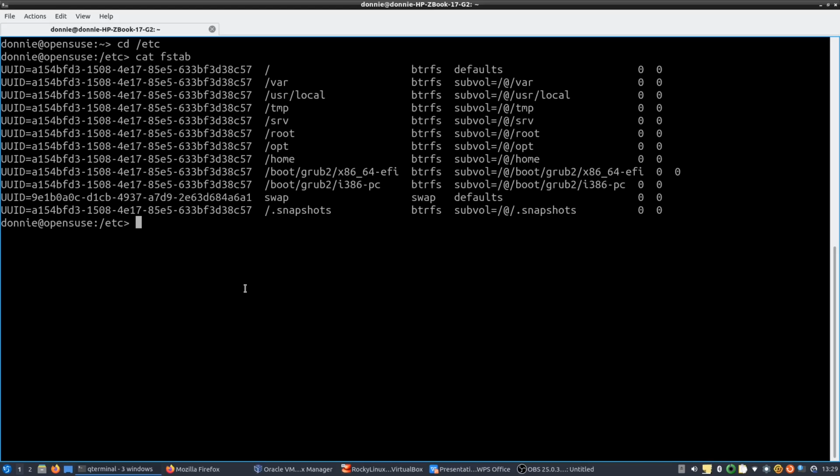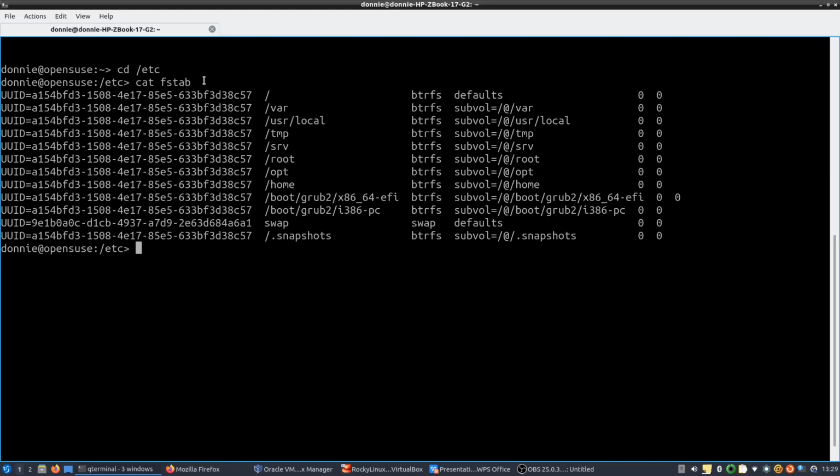Okay, so in this case here, we are running Btrfs as the file system because that is the default for OpenSUSE. And so we have nothing but regular partitions here, no logical volumes, because the Btrfs file system does not require logical volumes. It has its own built-in drive pooling mechanism.